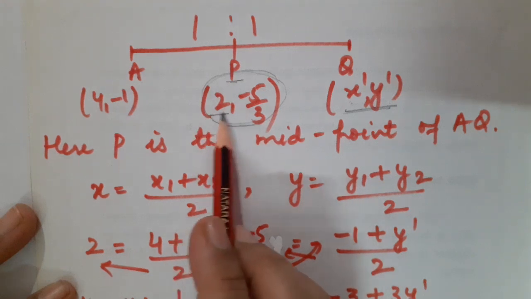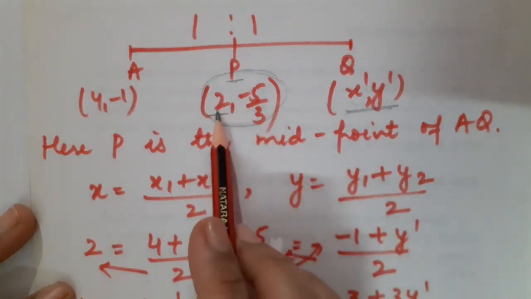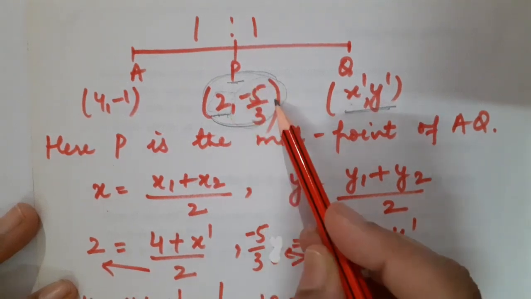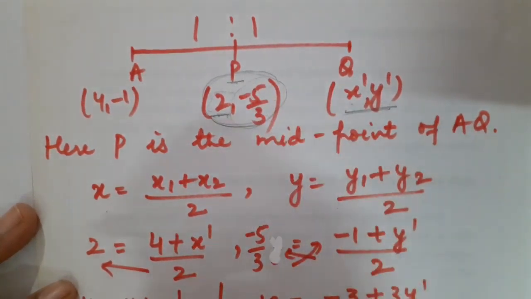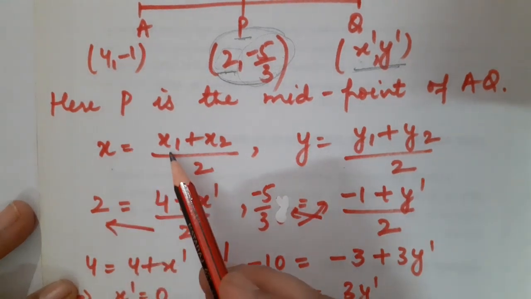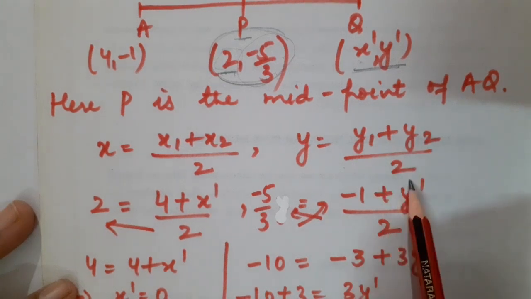Suppose I assume this as X and this as Y, meaning the abscissa of point P I am going to assume as X, and the ordinate of point P I am going to assume as Y. So what I am going to do? The midpoint formula: X is equal to X1 plus X2 divided by 2, Y is equal to Y1 plus Y2 divided by 2.